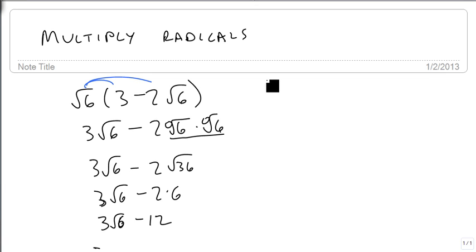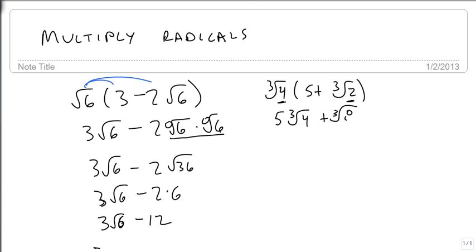Suppose we have the cube root of 4 times 5 plus the cube root of 2. And we can shortcut this a little bit. We can say cube root of 4 times 5 is 5 cube roots of 4. Cube root of 4 times cube root of 2, since the indexes match, we multiply 4 times 2 and get 8. We can't simplify the cube root of 4, so our first term stays the same. We can simplify the cube root of 8 and get 2.